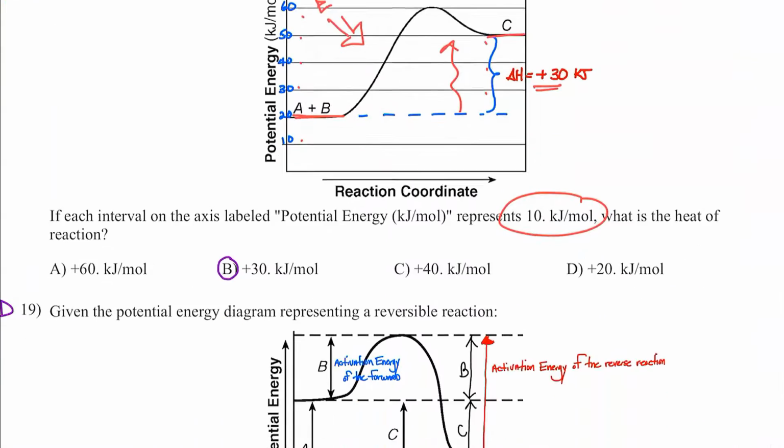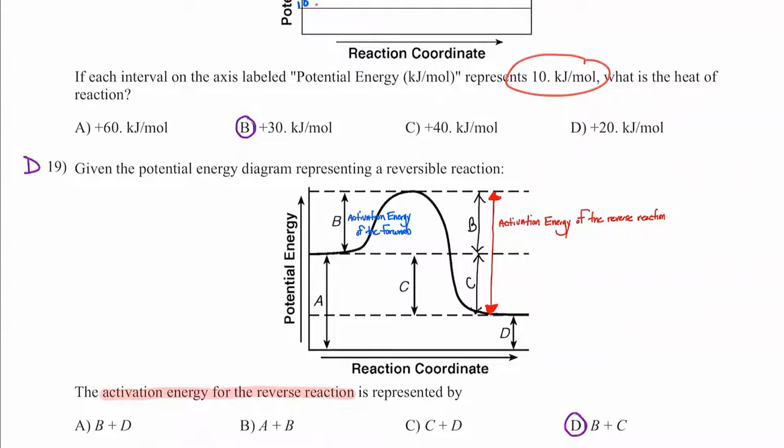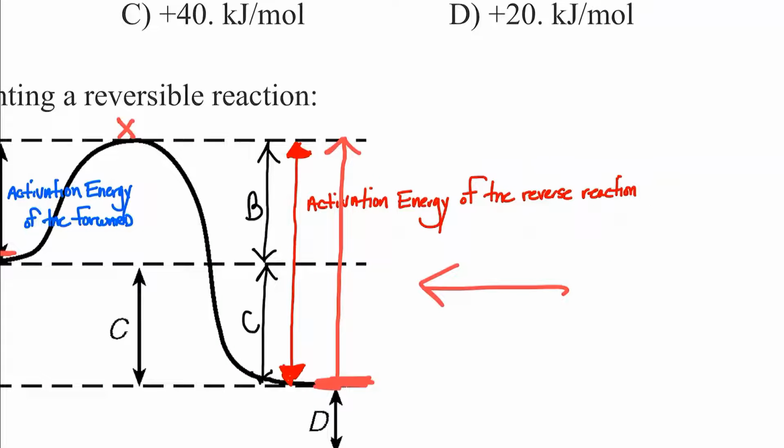Okay. Number 19, same idea. We've been through this. Now, this is a little bit trickier. The activation energy for the reverse. So if we want to go in the reverse, this now becomes the reactants, and this is the products. But we're always starting here. And if I want to ride the slide, I got to get to the top. So I need all of this energy here, which is the activation energy of the reverse.